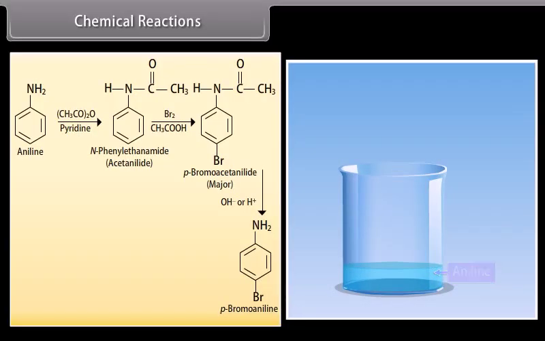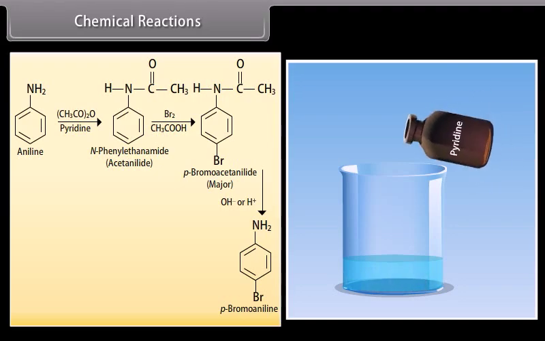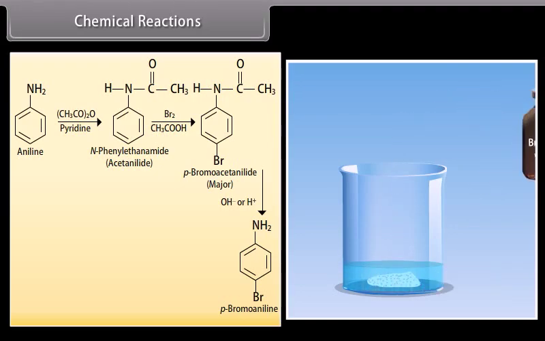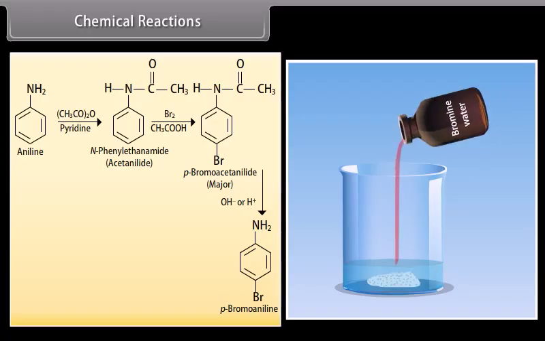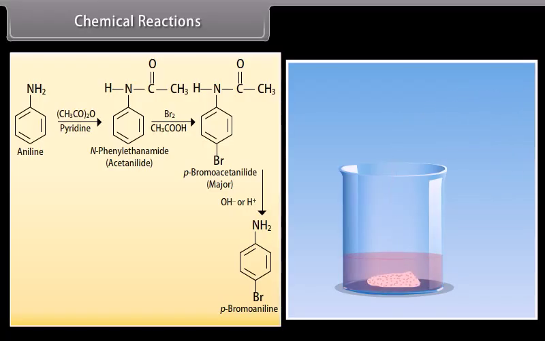Aniline reacts with acetic anhydride and pyridine and forms acetanilide. Now add bromine water and acetic acid and it produces para-bromoacetanilide, which, followed by hydrolysis, yields para-bromoaniline.